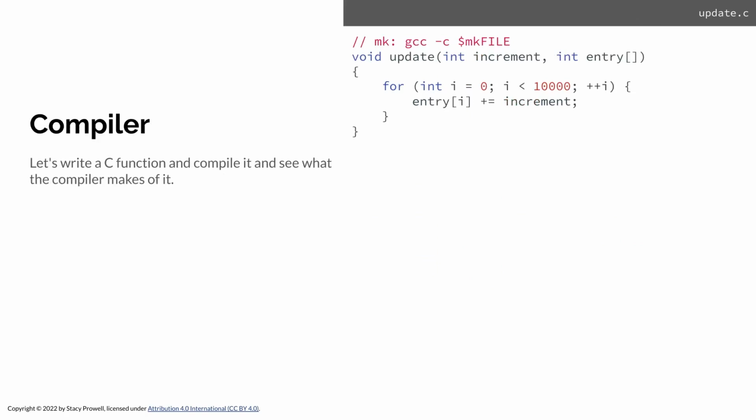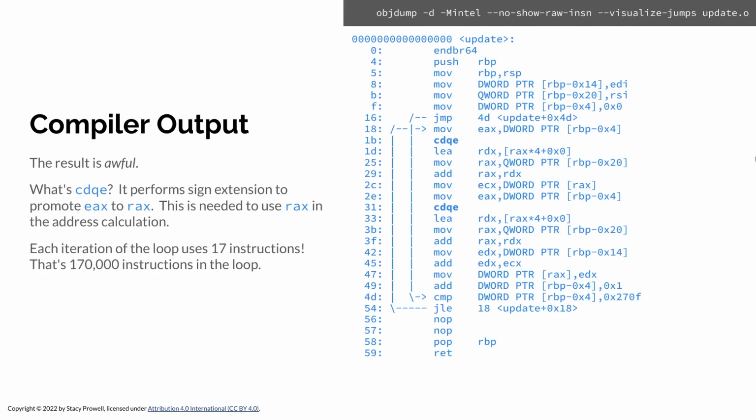So let's write a C function and compile it and see what the compiler makes of it. So we tried it with our little hand assembled stuff, but let's actually write the code itself and see what the compiler does with it. So here's an update function. It's got this loop to 10,000 and it adds the increment each time through. And we'll disassemble it. And here's what we get when we disassemble it.